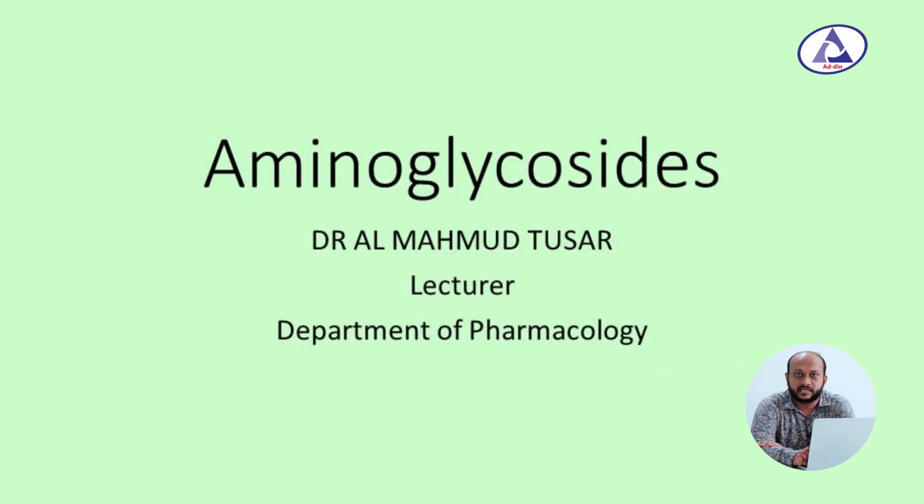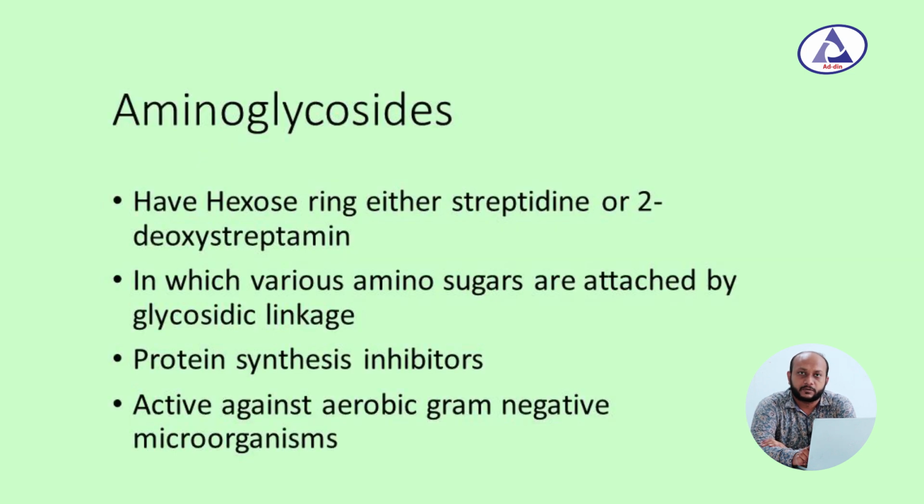Today our topic of discussion is aminoglycosides and tetracyclines. First of all, aminoglycosides. Aminoglycosides have a hexose ring, either streptidine or 2-deoxystreptamine, to which various amino sugars are attached by glycosidic linkage. These are antibiotics, protein synthesis inhibitors. They are active against aerobic gram-negative microorganisms.